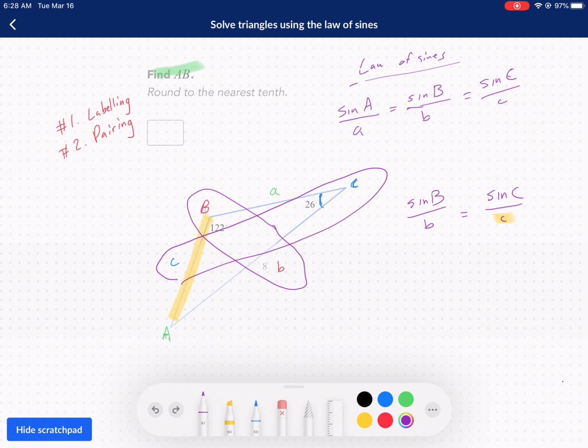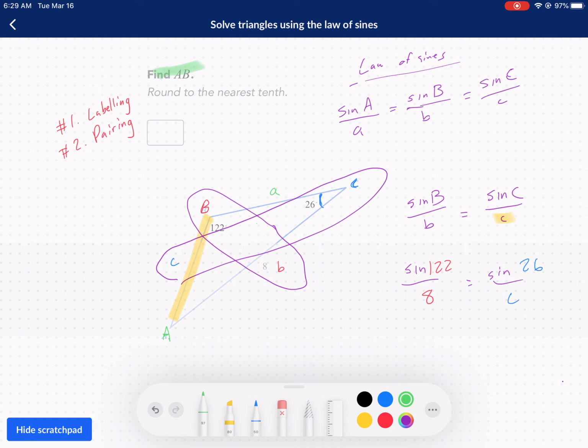Now, what we're going to do is plug in our values. So we're going to put sine equals sine. And then I'm going to go ahead and fill in the values. So we know that sine of 122 over 8 is going to be equal to sine of 26 over c, and that's what we're trying to find.